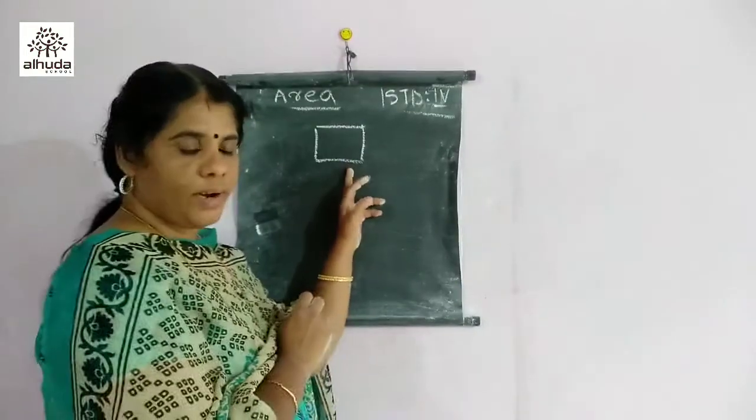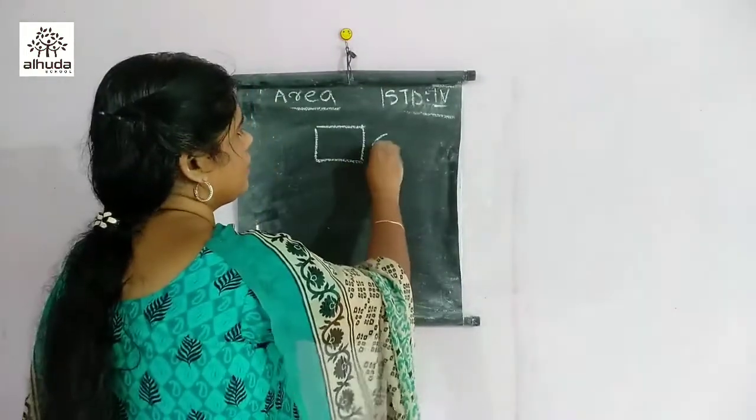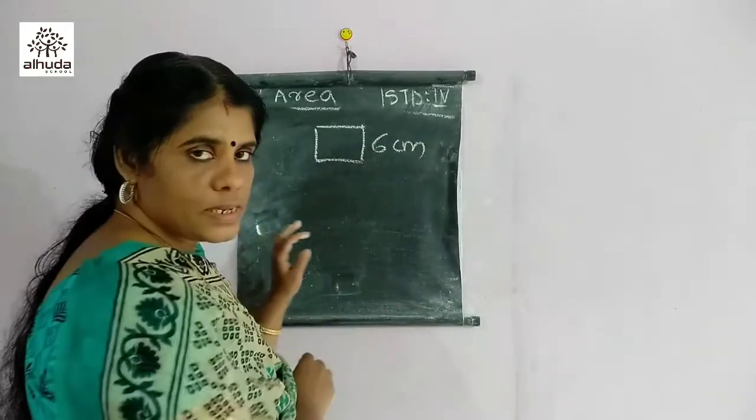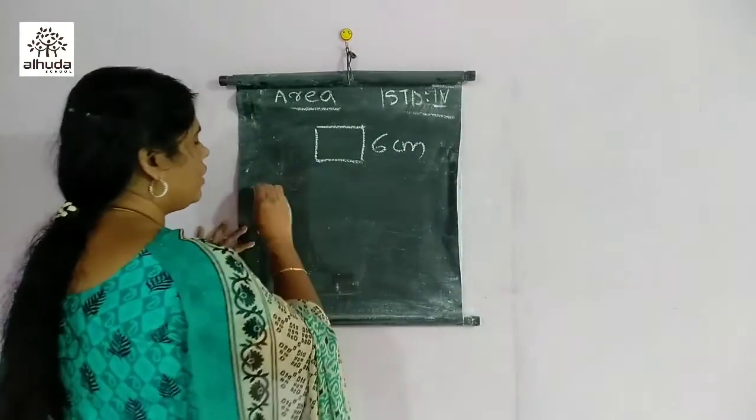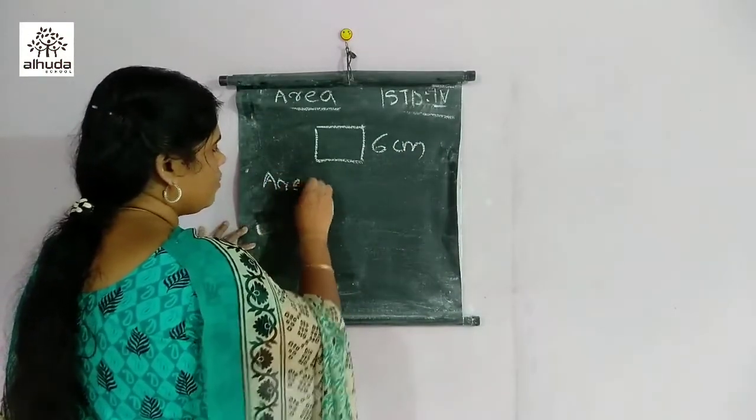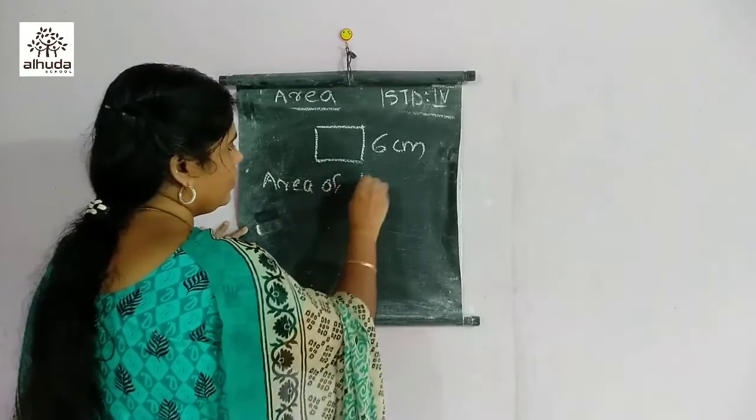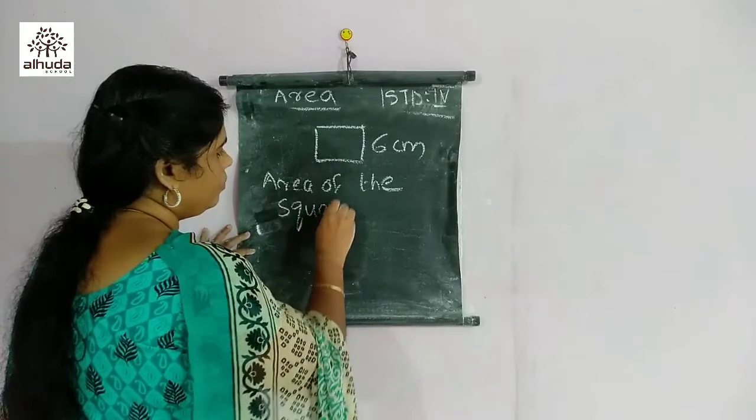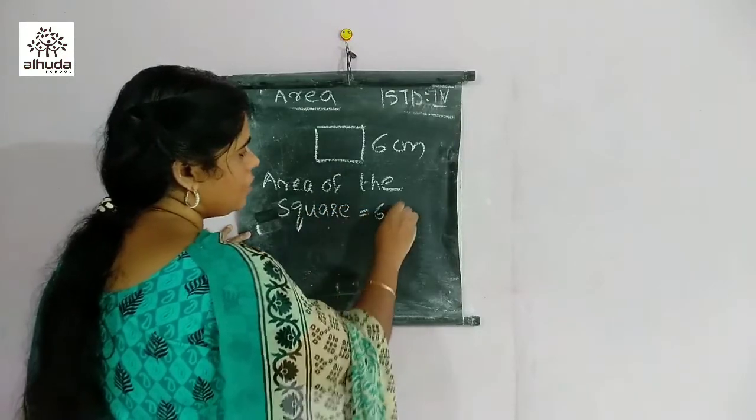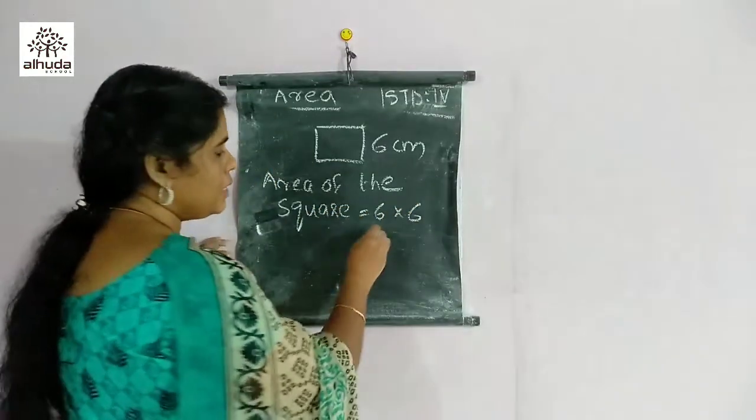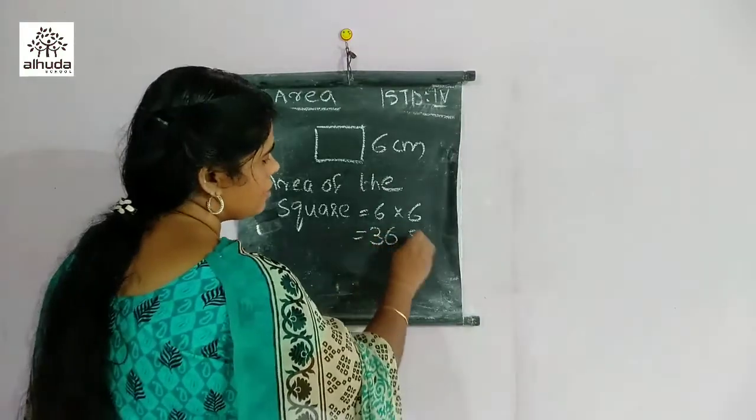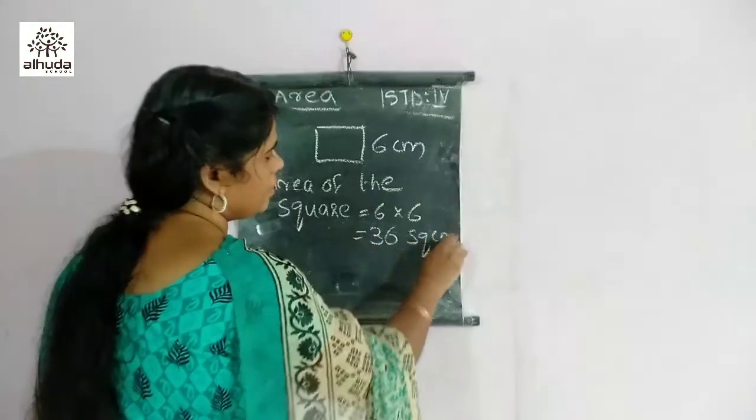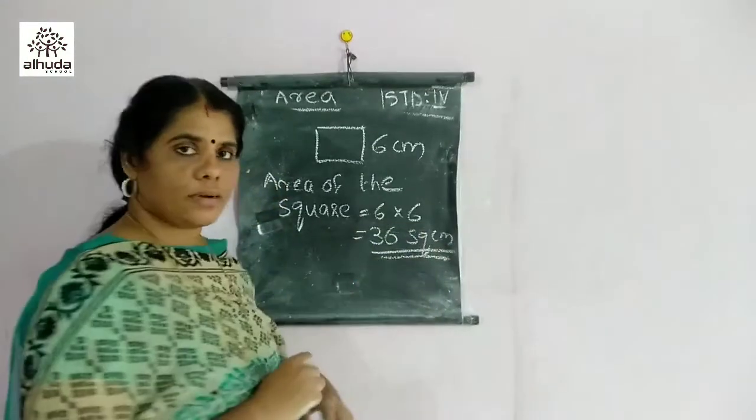Next question. One square is given and its side is 6 centimeter. We want to find the area of the square. Area of the square is equal to 6 into 6. That is 36 square centimeter, which is the answer.